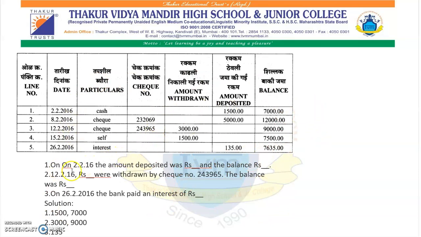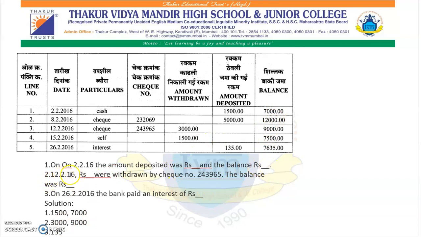Now these are the questions based on these passbook entries. You have to answer these questions. On 2nd Feb 2016, how much amount was deposited? You have to search here and answer that we deposited 1500, and the balance, it was written, is 7000. So you have to write here that the balance is 7000.